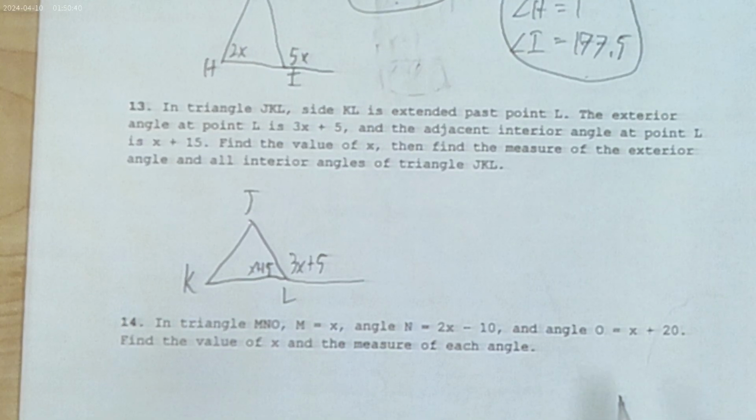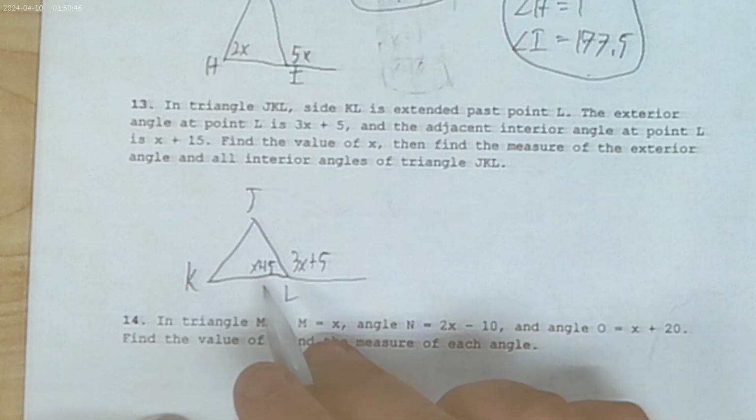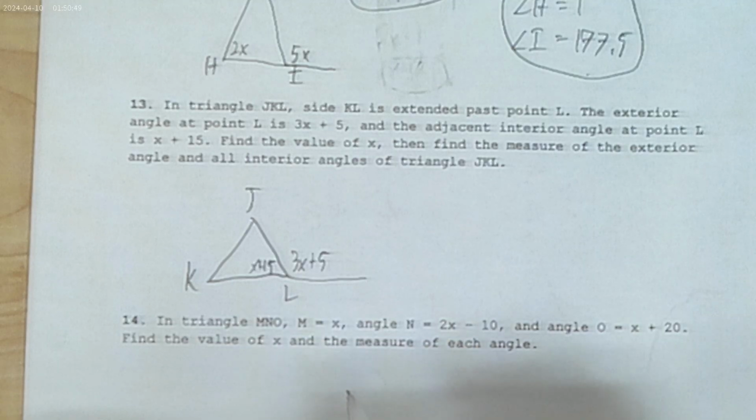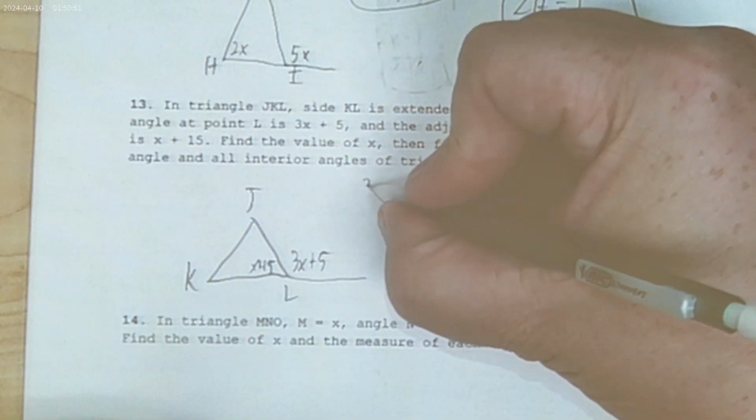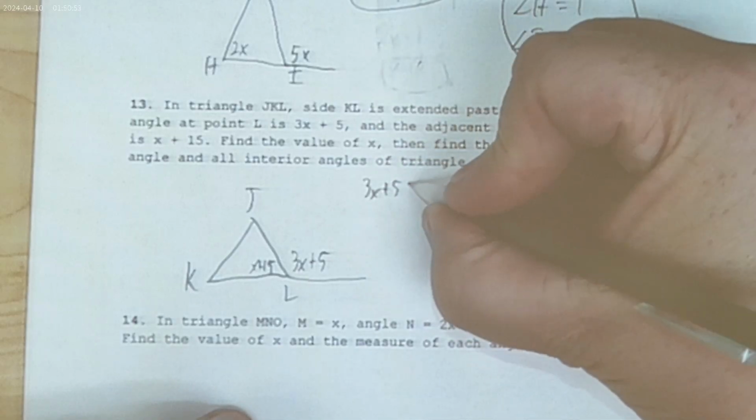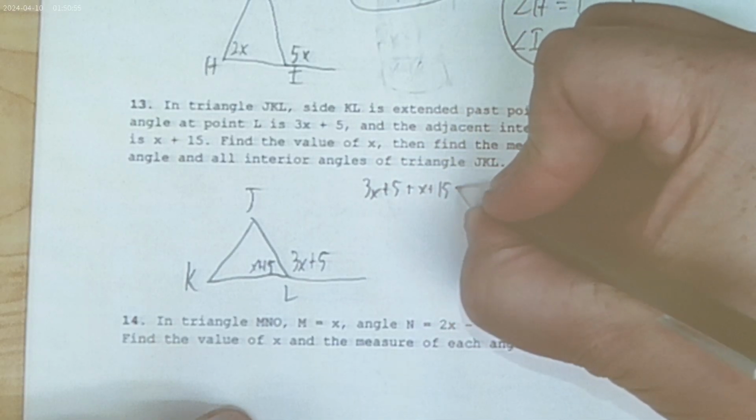Oh, okay. All right. I think I see where this is going. I can see this. So x plus 15 and 3x plus 5, those equal 180. So 3x plus 5 plus x plus 15 equals 180.